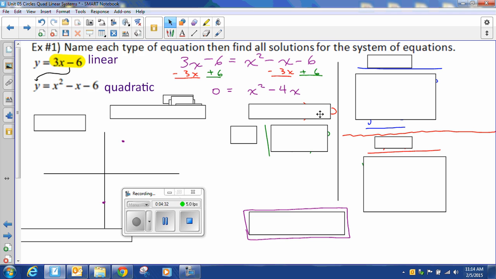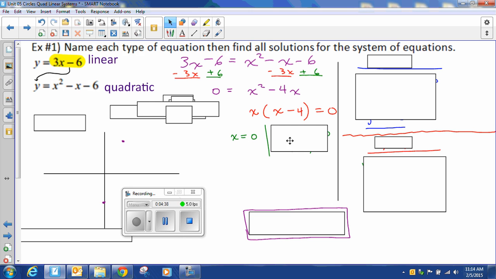Some people suggested let's use the quadratic formula. I said no, that's overkill. We can factor, we can extract the x, giving us x times x minus 4 equals 0. Now remember that the zero product property states that we set each of these quantities equal to 0, x equals 0 and x minus 4 equals 0. Therefore, the solution set is 0, 4.